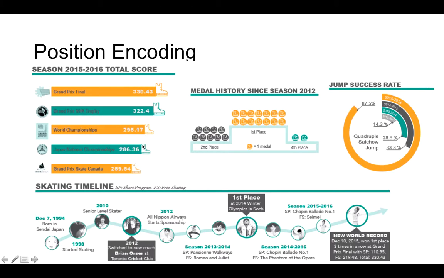The last one is position encoding. In this one, I rank the total score from high to low. So the closer the bar is to the title line, the higher the score is. In this one, I use this kind of podium shape. This is similar to people's overall view of the podium during a competition.